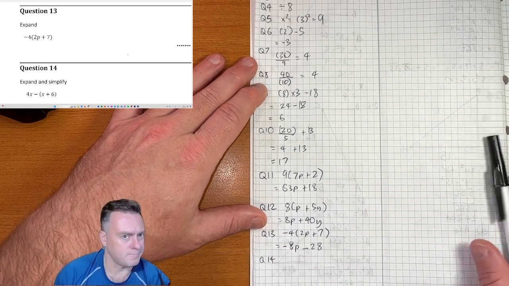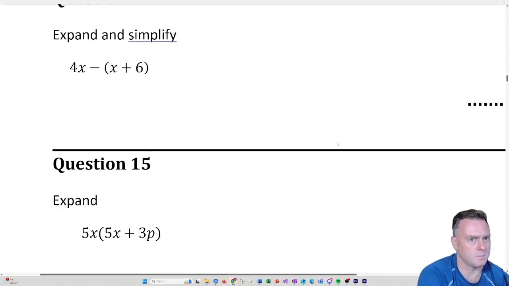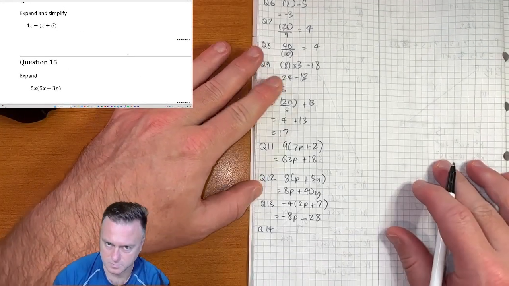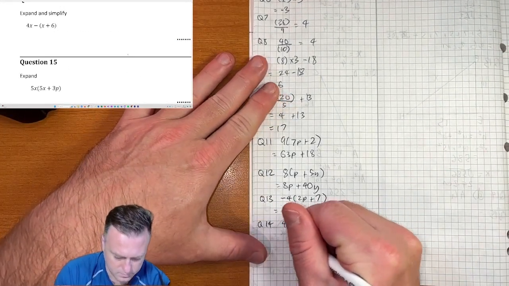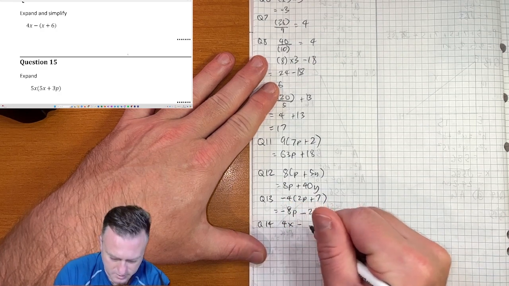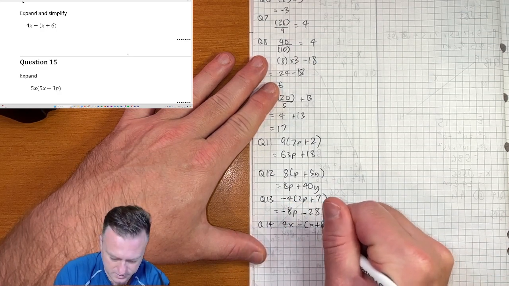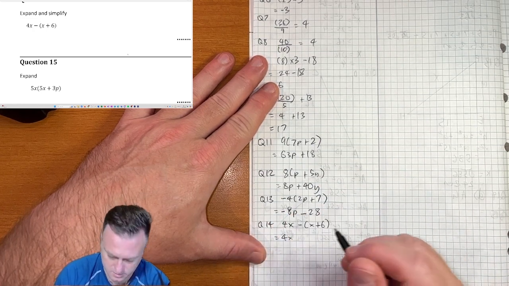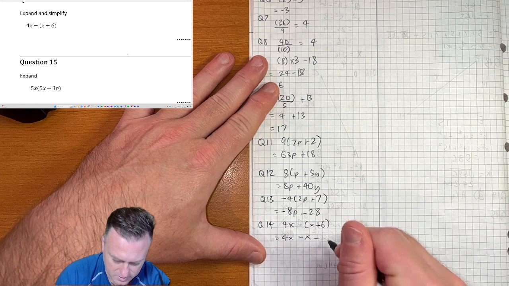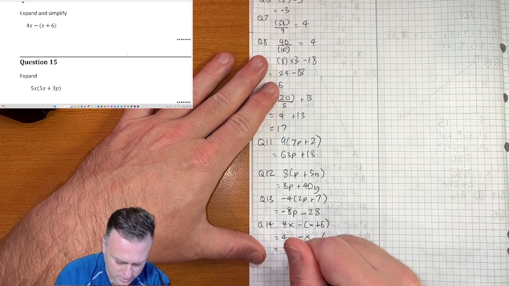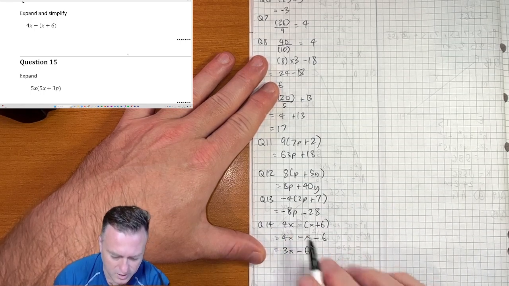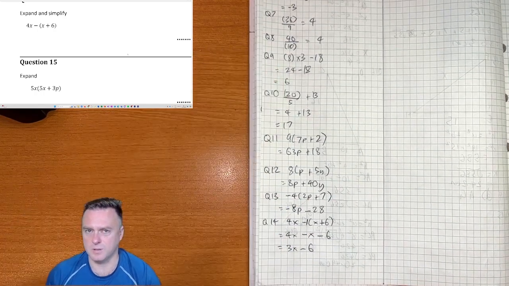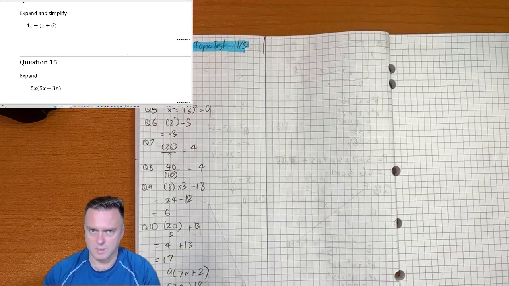Question 14. 4x minus bracket x plus 6 gives us 4x minus x minus 6, which gives us 3x minus 6. So when you do the negative there, it's the same as if you had negative 1 out the front. It's another trick to get your head around it if you're stuck on that one.